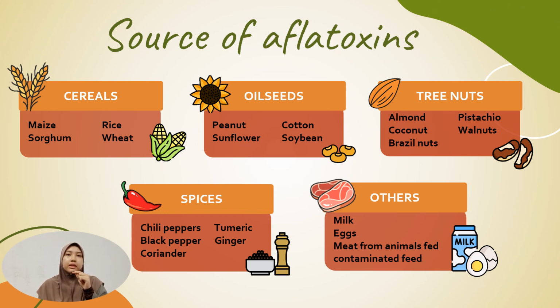Next, we move to the source of aflatoxins. Aflatoxins can contaminate crops including cereals like maize, sorghum, rice, and wheat, and oilseeds such as peanut, sunflower, soybean, and cotton, followed by spices including chili peppers, black pepper, coriander, turmeric, and ginger. For tree nuts, examples are almonds, coconuts, Brazil nuts, walnuts, and pistachios. Other than in plants, aflatoxins can also be found in the milk, eggs, and meat from animals fed with contaminated feed.